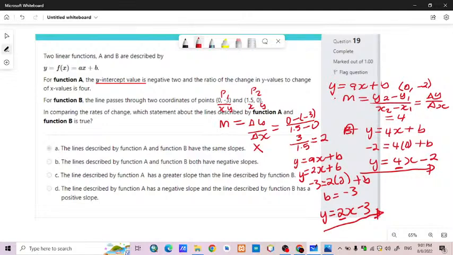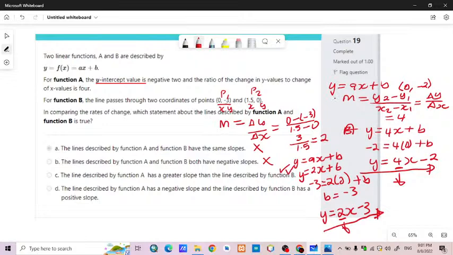Okay, the lines described by function a and function b both have negative slope. Is this negative? Is this negative? No. So this one is also incorrect. The line described by function a has a greater slope than the line described by b. Which one is described by a? Is this one. Is 4 greater than 2? Yes. Okay, 4 is greater than 2. So this one is correct.